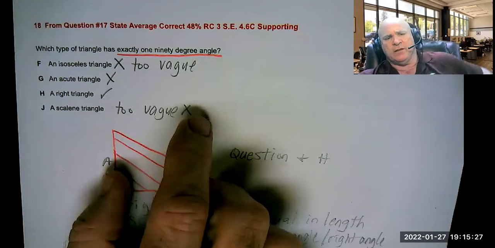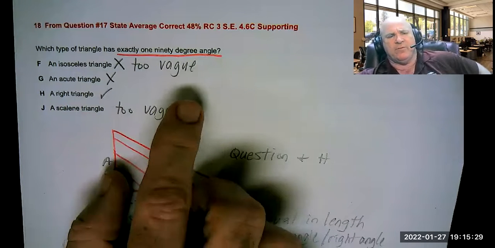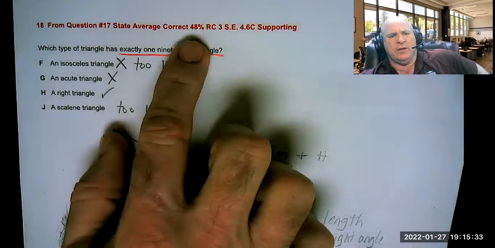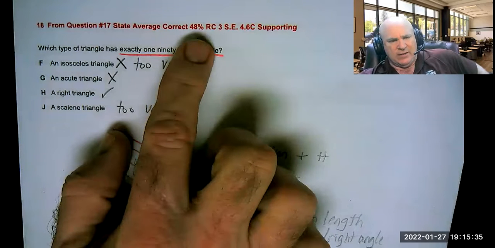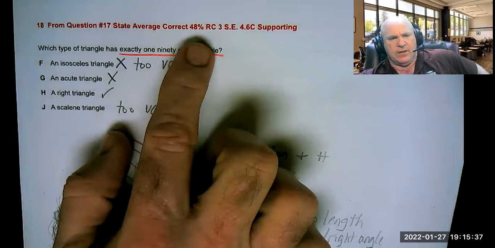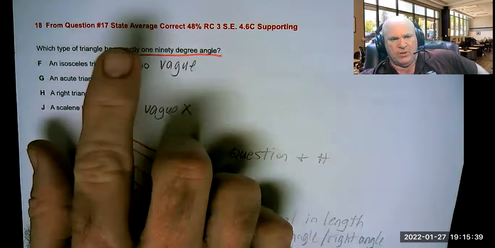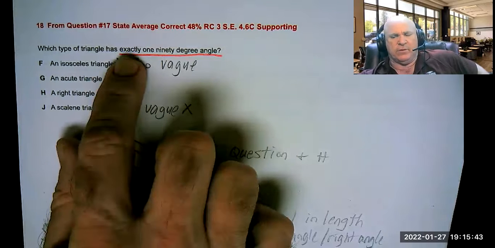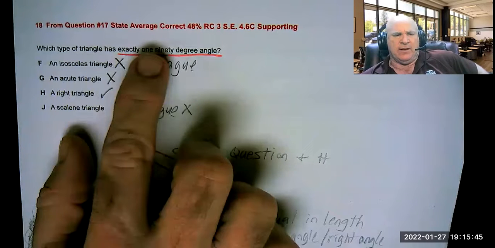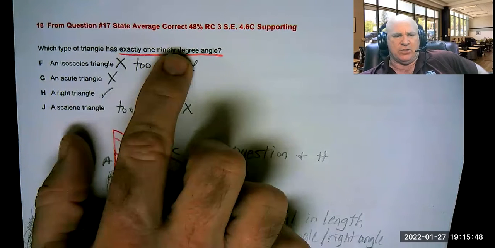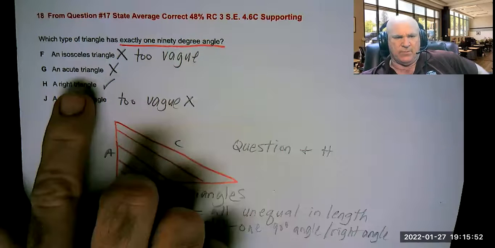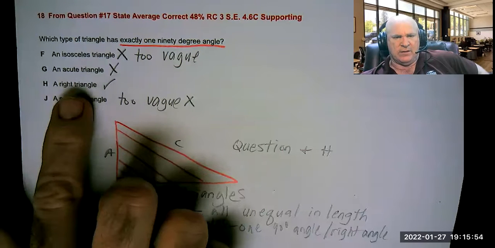So let's take a look and see why more than half of the students in Texas struggled with triangles. Okay, the question: which type has exactly one 90-degree angle? Letter F, isosceles. G, acute. H, right. And J, scalene.